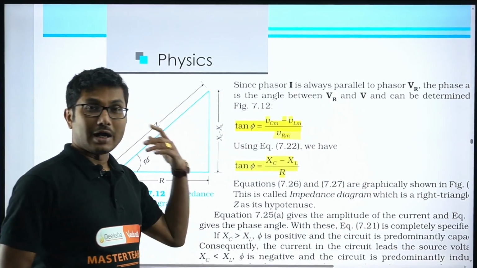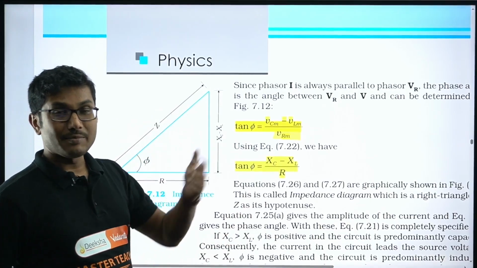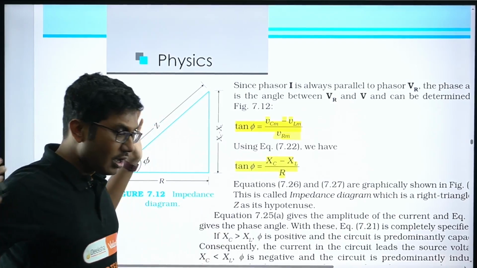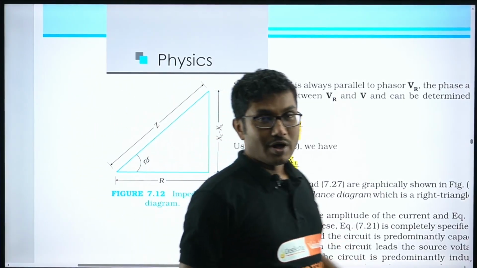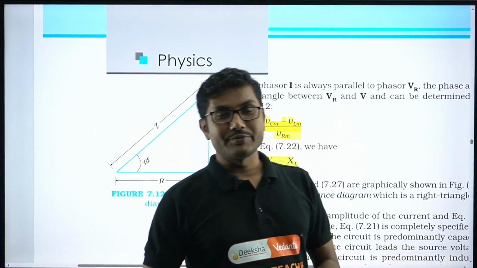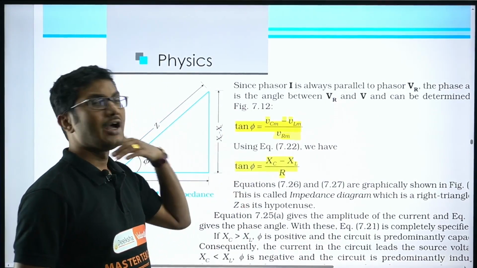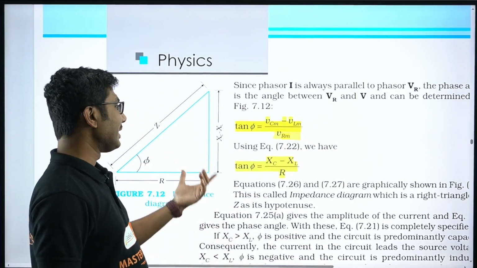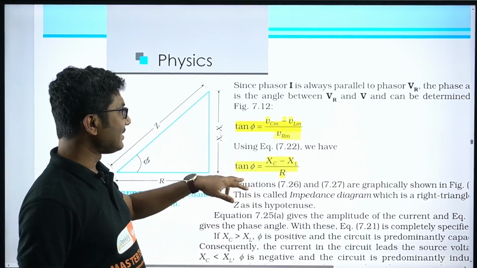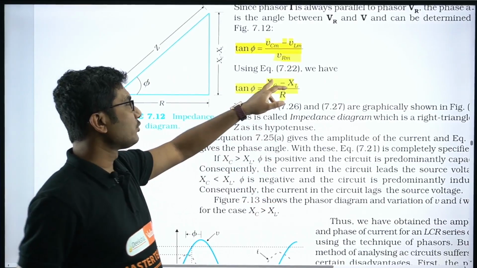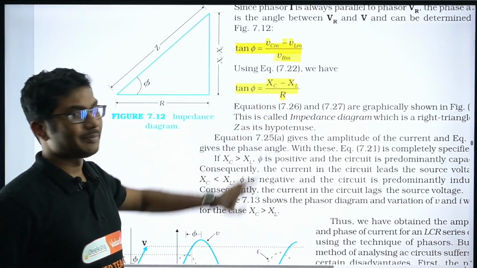In the case of a pure capacitor, it was leading by pi by 2. In the case of a pure inductor, it was lagging by pi by 2. And in the case of a resistor, it was 0. Now when you mix all three of them, you cannot expect a fixed value. Definitely, based on the value of XC and the value of XL, you will get a phase difference, and it can be calculated using this formula: tan phi equals (XC minus XL) divided by R.